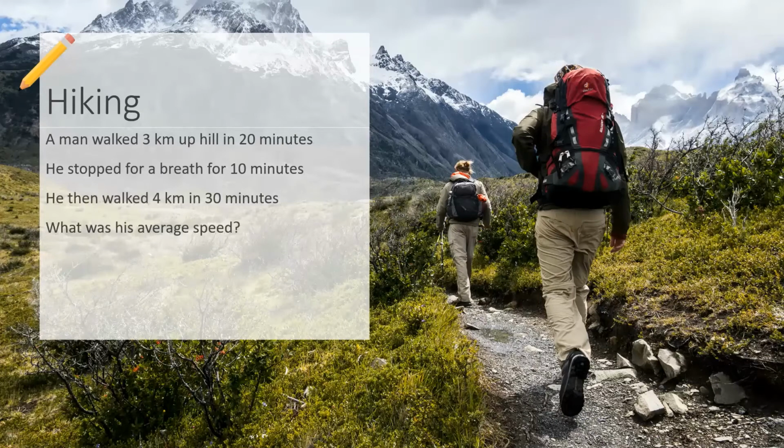Well, let's do this. Average speed equals the distance traveled over the time taken. Okay, so let's figure out how far he traveled. The total distance is he traveled 3 kilometers up a hill. He didn't travel all of this part, and then he traveled 4 kilometers. So that means his total distance traveled is 7 kilometers.